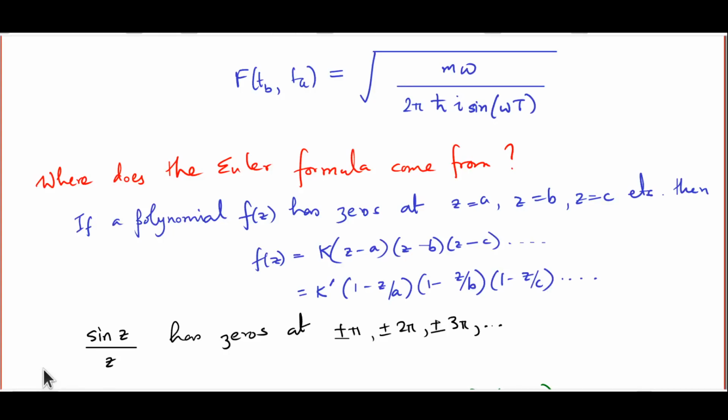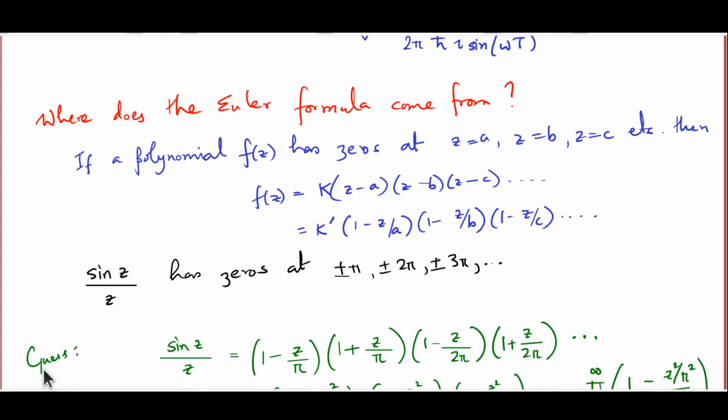You could write sine z by z as 1 minus z by pi times 1 minus z by minus pi times 1 minus z by 2 pi times 1 minus z by minus 2 pi and so on with an overall factor. And that overall factor, he argued, had to be 1 because when z goes to 0, sine z by z goes to 1 in the limit, and all these brackets, of course, go to 1 in their individual limits.